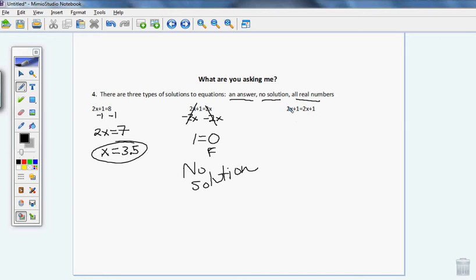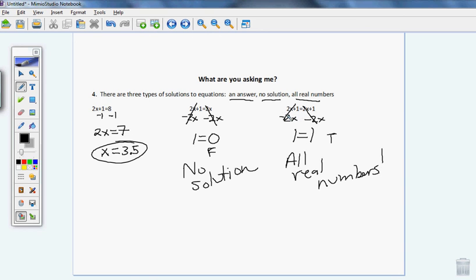Now this one is kind of saying double a number, add 1. Is that equal to double a number and add 1? Well, if we just go through the math here and subtract 2x from both sides, again the 2x's cancel, but this time we're left with 1 equals 1, which is a true statement. So if 1 is equal to 1, the variables cancel, we get a true statement. What we say here is that all real numbers work. Every real number that you can think of works in there. And if you look back at the equation, that makes sense.